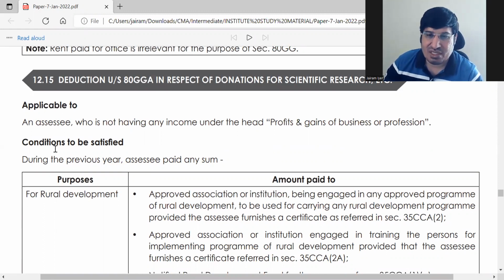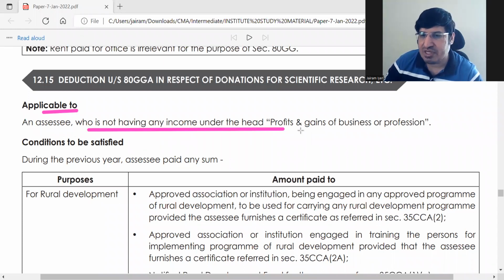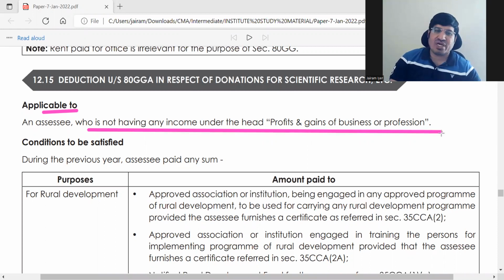Now, there is one speciality in this section. It is applicable only to a person who is not having any PGBP income. He can have income under the other four heads, but should not have PGBP income. That is the condition for 80GGA. It's very simple.